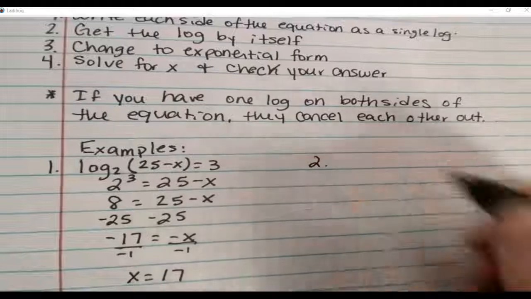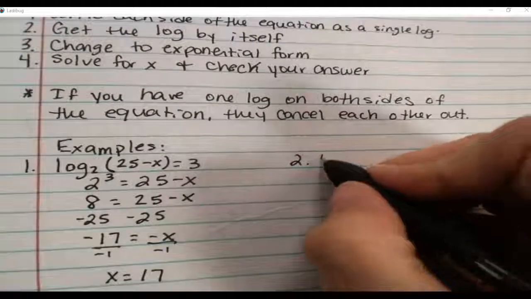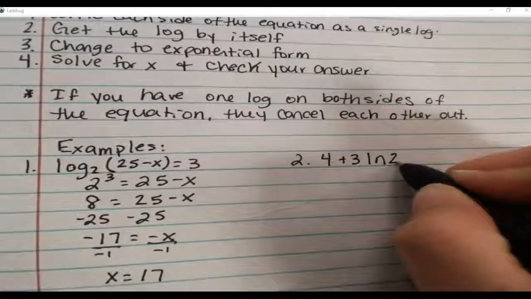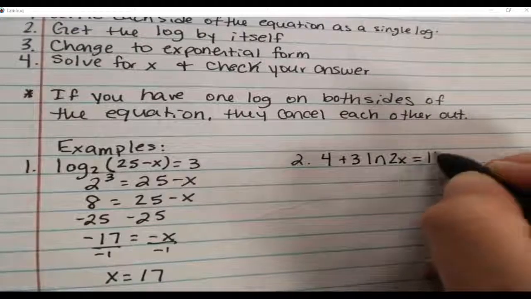Let's look at another one. Let's say we have 4 plus 3 ln of 2x equals 16.